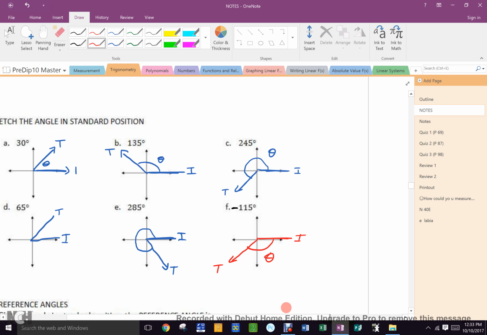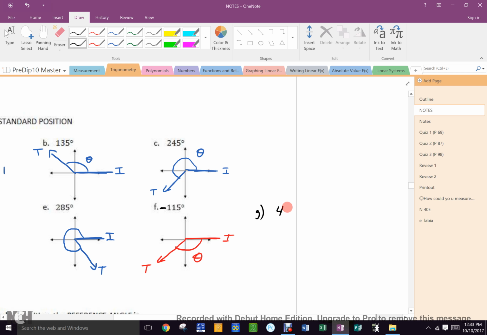Now, do not write this one down, but think in your head, what would 425 look like? Just think in your head, you don't have to draw it. A whole circle, plus a few. 360, plus another 65. Everybody understand? Is everybody good with angles in standard position? Yes. Going once, going twice, going thrice. Definitely good. Okay.